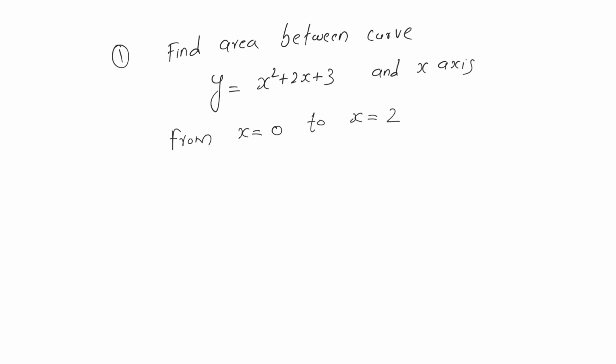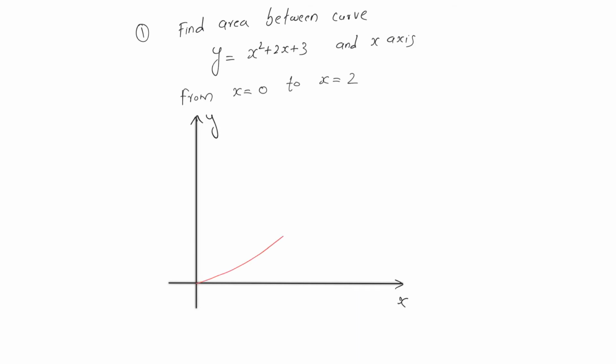So our aim is to find the area between the curve y is equal to x square plus 2x plus 3 and x-axis from x is equal to 0 to x is equal to 2. We'll try to represent it. Let's say the curve is something like this, and our aim is to find out the value of area between x is equal to 0 to x is equal to 2.